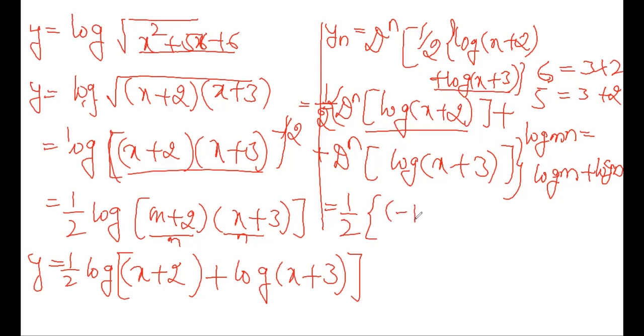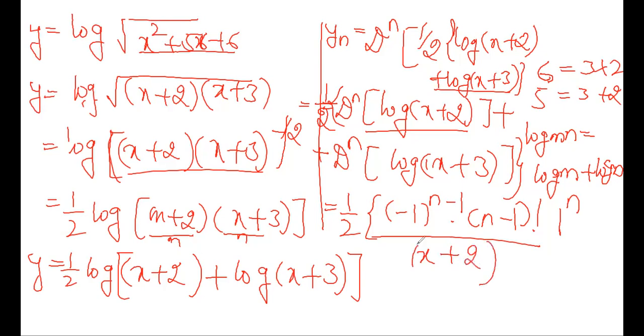It is (-1)^(n-1) times (n-1) factorial. This is the formula for the nth derivative of log(ax+b), where a is 1 here. So it is (-1)^(n-1) (n-1)! divided by (x+2)^n. This is the first term.